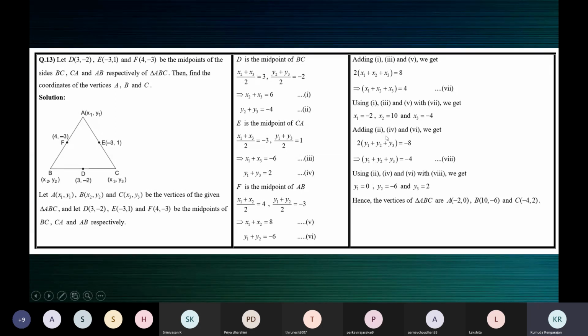You can do it in different ways. After you get x1, you can take up this equation which has x1 and x3, and you can substitute the value of x1, which is minus 2, and get the value of x3. Then you can come down to this equation, which is x1 plus x2 is equal to 8. We just found x1 is minus 2, so substituting the value of x1, you can find x2. Like that also you can do.